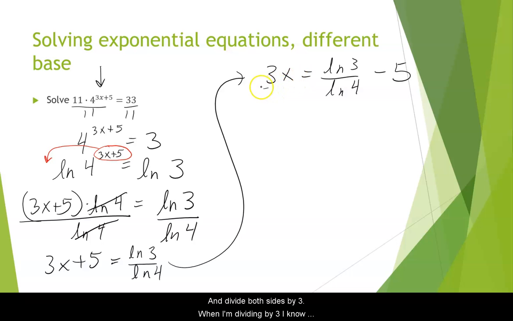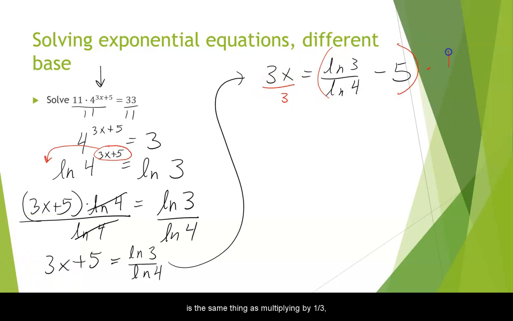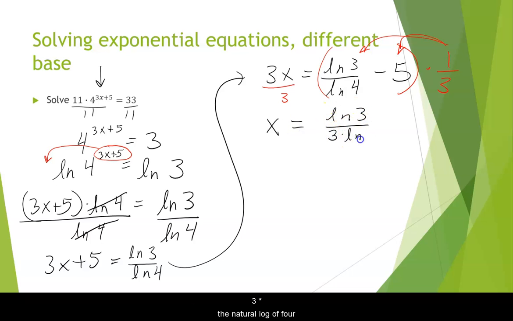When I'm dividing by 3, if I just write this as a complex fraction, it looks a little crazy. You might not know how to enter that in. So instead of saying divide by 3, I'm going to say dividing by 3 is the same thing as multiplying by 1/3. And then just distribute that 1/3 through. This becomes x equals natural log of 3 divided by 3 times the natural log of 4 minus 5/3.